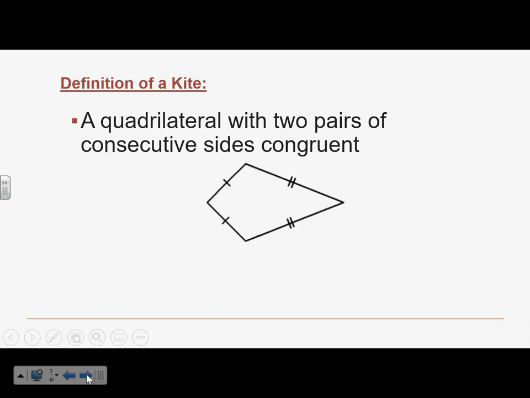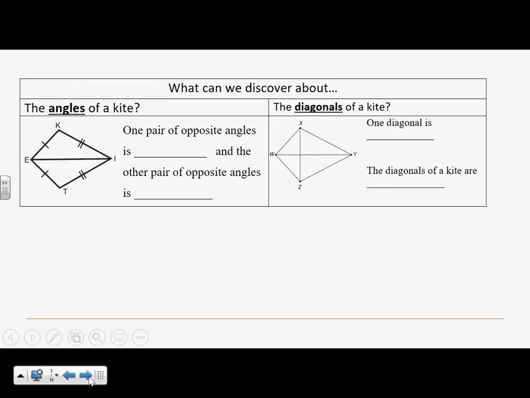So a parallelogram had opposite sides that are congruent. These are not opposite, they're consecutive. So the sides right next to each other are congruent. These sides right next to each other are congruent. That is what a kite is. Obviously, as you can imagine, there are a lot of properties that go with that, so we need to make sure we have those down.